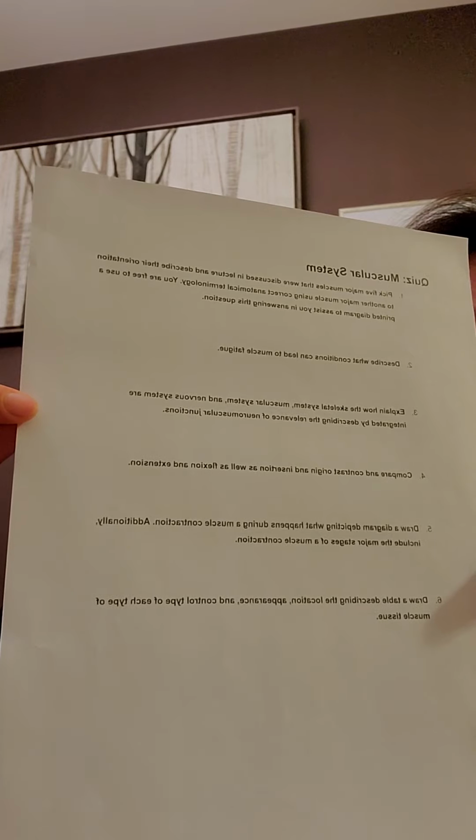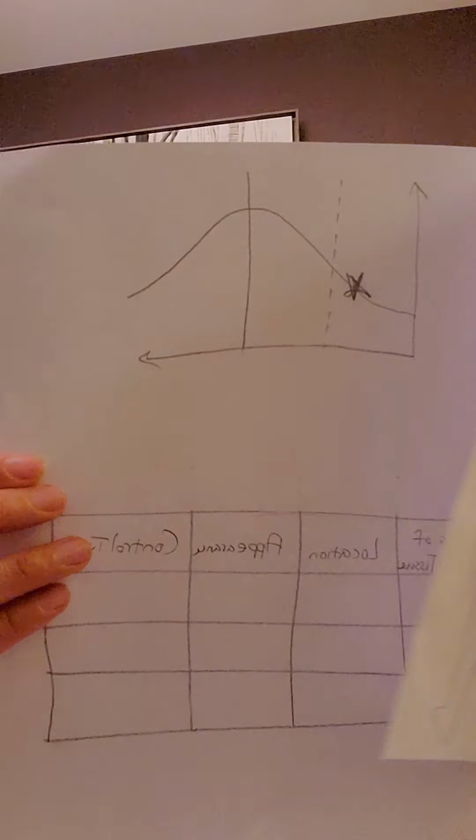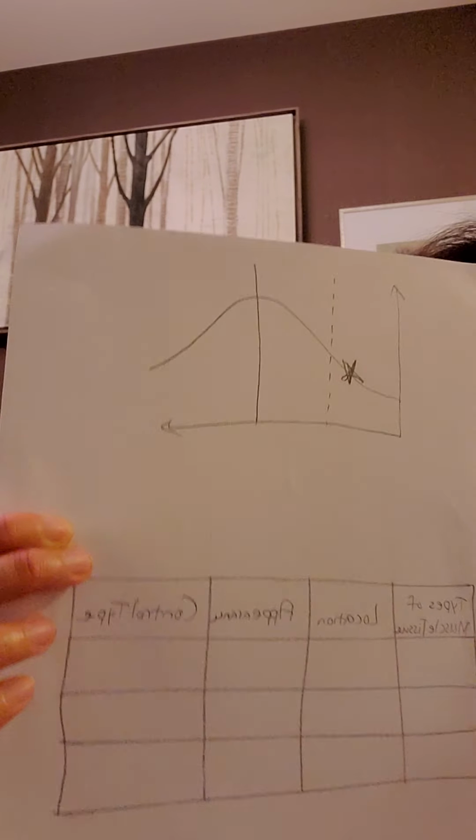I'm going to answer those quiz questions on the muscular system, and I have a couple of drawings of the body and some diagrams without content. Quiz number 1: pick 5 major muscles and describe their orientation to another major muscle using correct anatomical terminology.